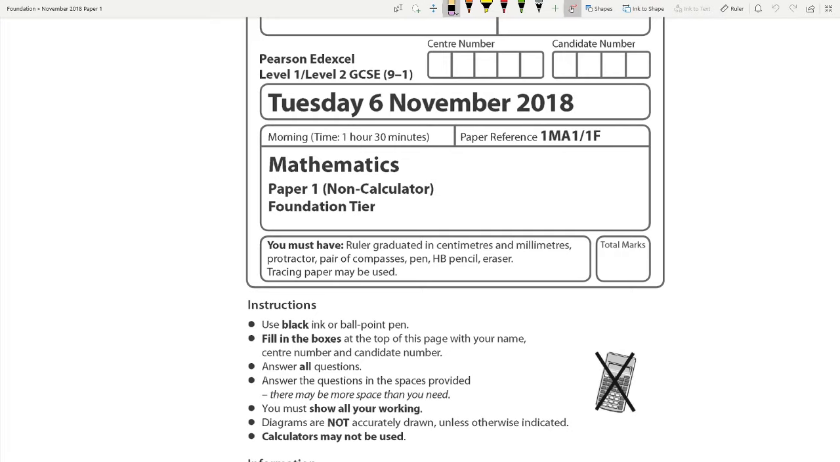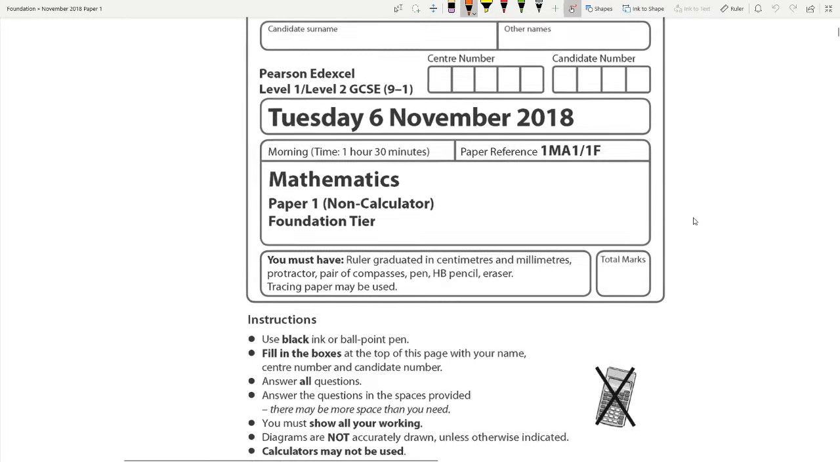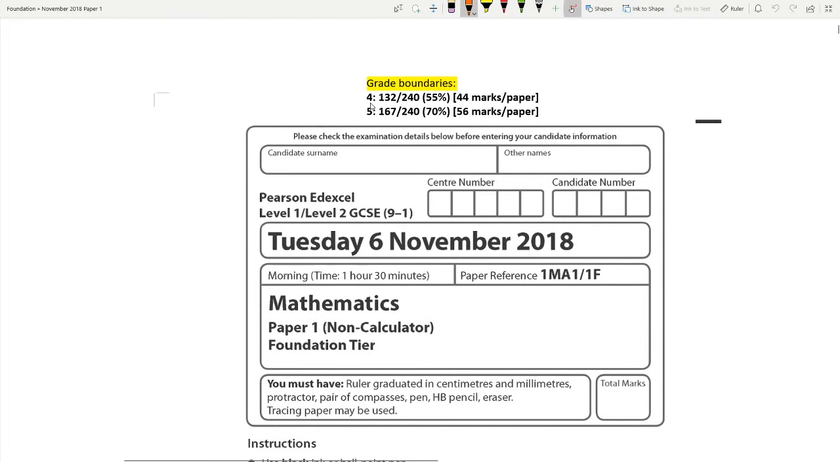Now we'll begin. First thing is the grade boundaries. Looking at the November 2018 paper, to get a grade 4 you needed 132 marks out of 240. That's across papers 1, 2 and 3, which is basically 55%. That's a grade 4 pass. If you average that, you should be aiming to get about 44 marks per paper. For a grade 5 on this paper, we're looking at about 56 marks per paper, about 70%.